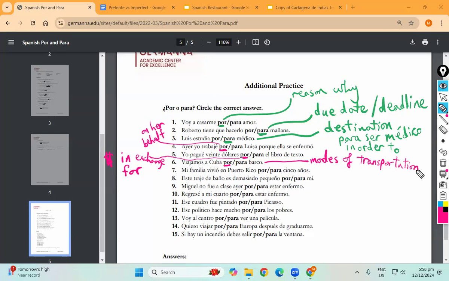All right. Mi familia vivió en Puerto Rico por o para 5 años. Right. So it's for time, it's for how long something lasted. So we're going to use por. Very good. Right? Duration of time.